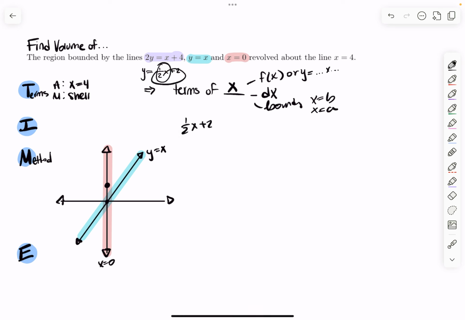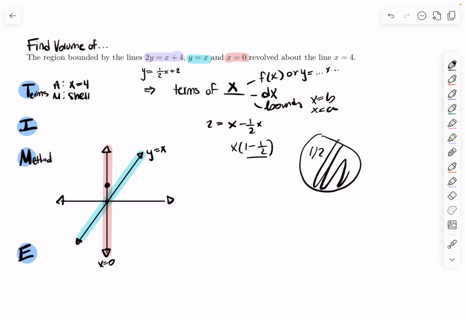So 1/2 x plus 2 is equal to x. Take this to the other side, so minus 1/2 x. Take out an x, so 1 minus 1/2. 1 minus a half, if you have one whole and you're taking half of it, you're just left with the other positive half, like so. This is equal to 2.